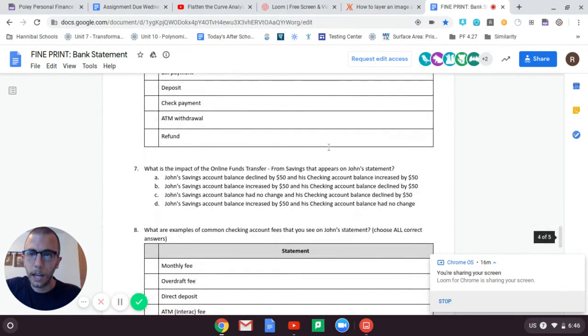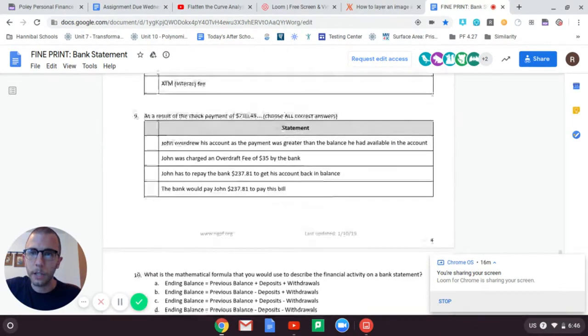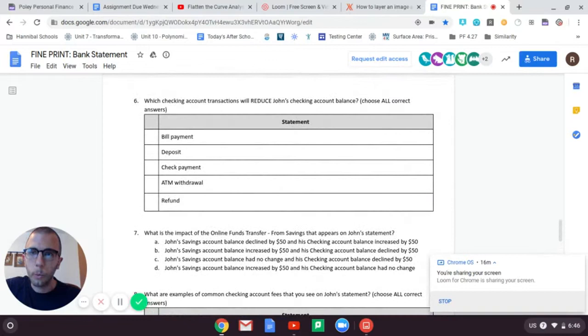So on to the next one. Just a few more questions here. Number 6, which checking account transactions will reduce John's checking account balance? So we're looking for the types of transactions that reduce his balance. Okay, what is going to take money out of your account?